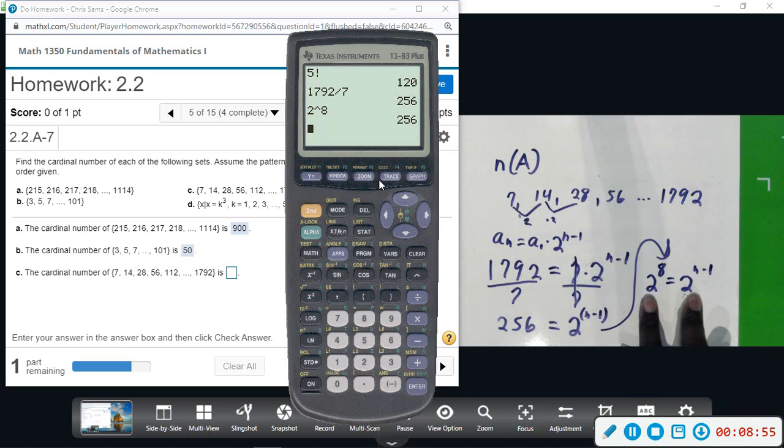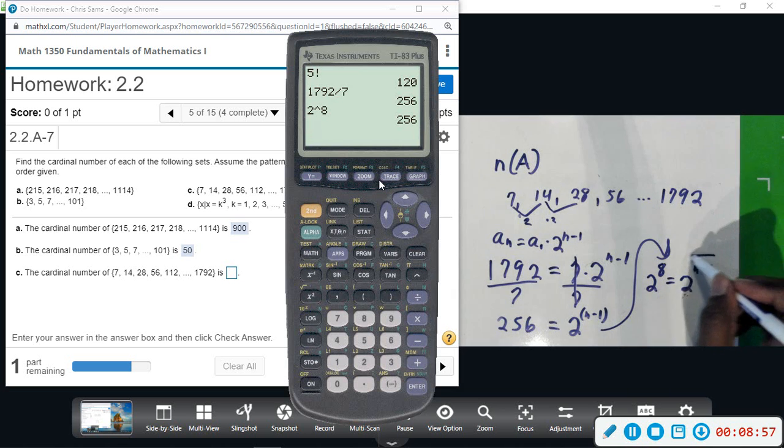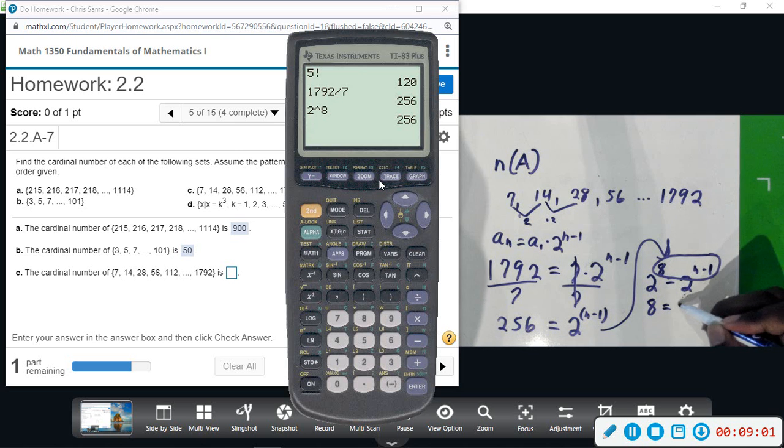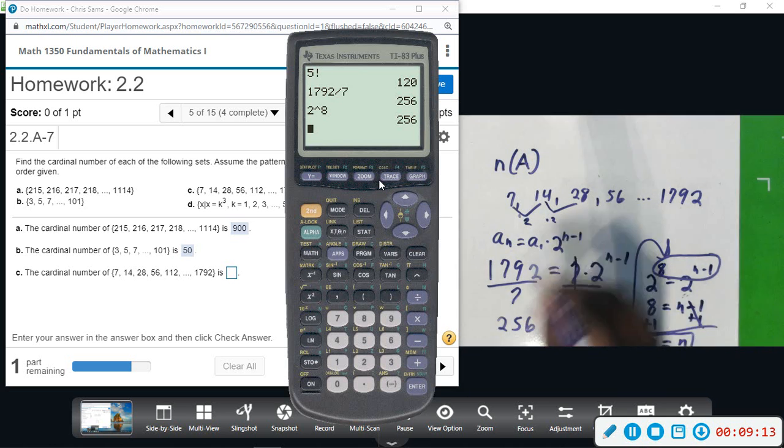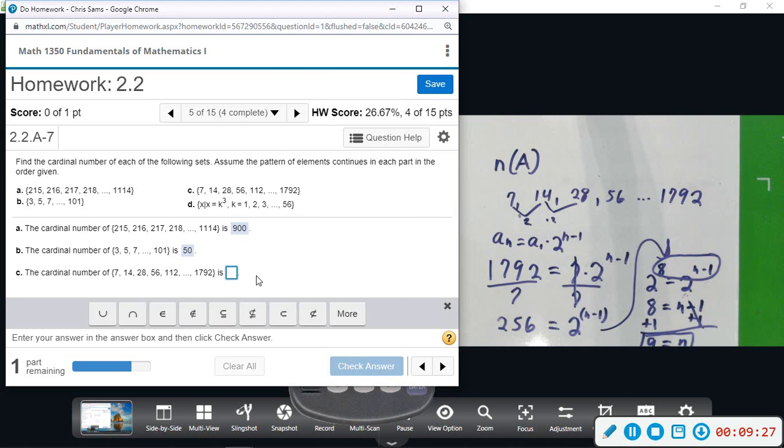Now that we have both these the same base, we can ignore them and just focus on the exponents. So 8 equals n minus 1, and if we add 1, we get that 9 is equal to n. So this is why I try to manipulate them. The formula will get you there. It just takes a little bit of work and a thought process, and if you can manipulate them, you'll be all the better for it. Okay, so n is 9 in this case.